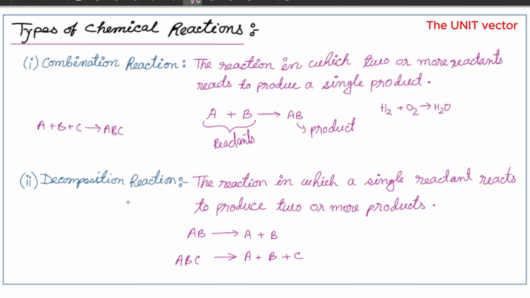Our next reaction is decomposition reaction. The reaction in which a single reactant reacts to produce two or more products. It is the opposite of the combination reaction. In combination reaction, there were two reactants and the product was only one. But in the decomposition reaction, there is only one reactant which reacts to produce two or more products. That reaction is called decomposition reaction.